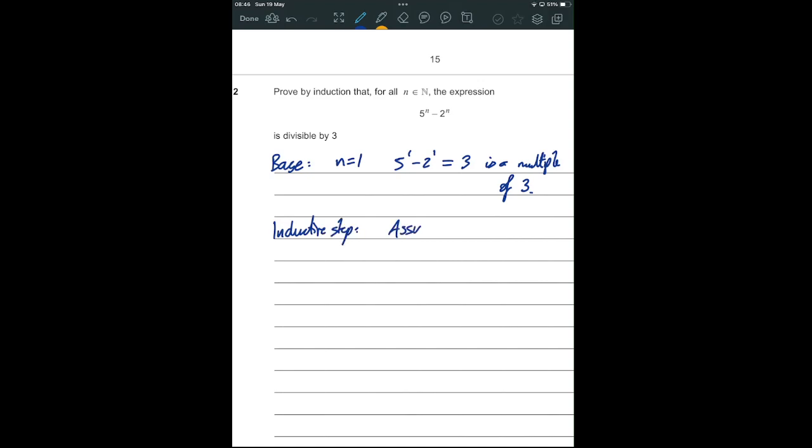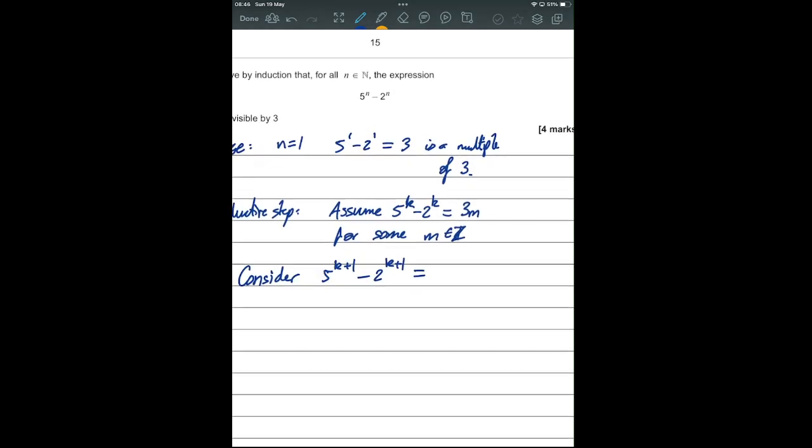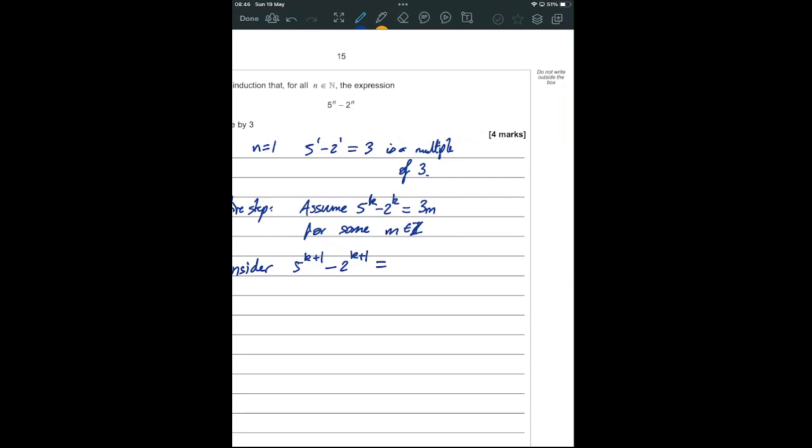The inductive step. I'm going to assume 5 to the k minus 2 to the k equals 3m for some integer m. So that's what it means to be a multiple of 3. You are equal to 3 times something, and then I'm going to consider 5 to the k plus 1 minus 2 to the k plus 1. And now I need to try and manipulate this thing to forcibly use that 3m in some way.